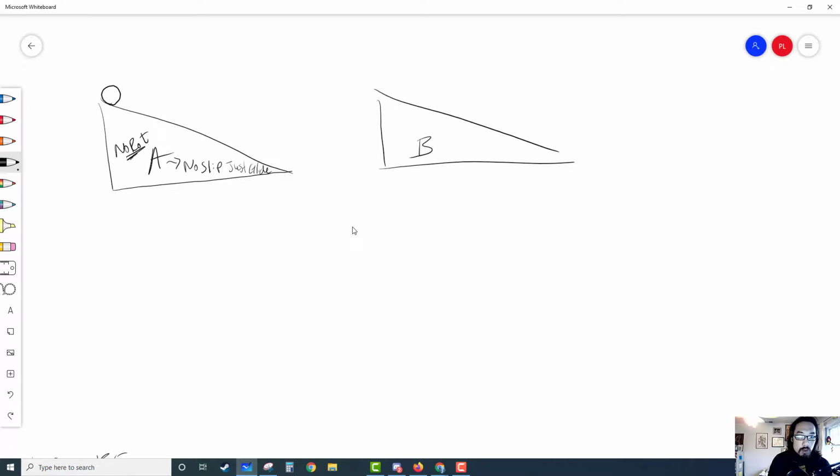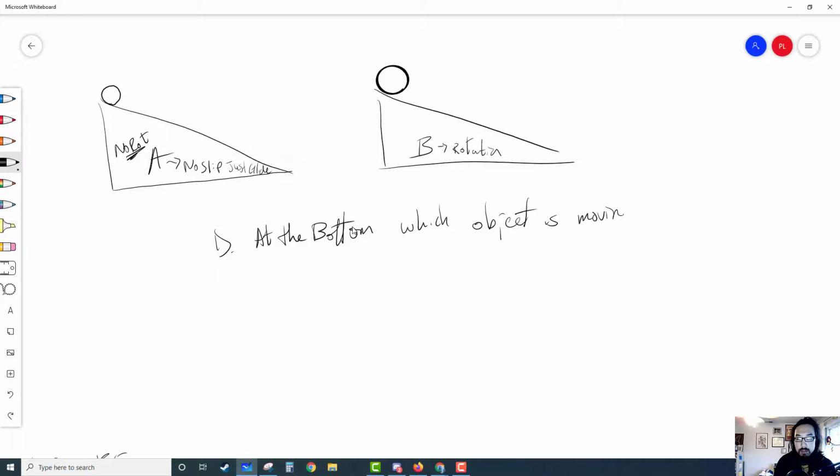So let me write that. No rotation for scenario A. If you want to clean that up a little bit on your notes, definitely do that. And then we have B, same object, but the difference for B is that there is a rotation. So my question to you, there's a couple of questions that we can come across. Question 1. At the bottom, which object is moving the fastest?